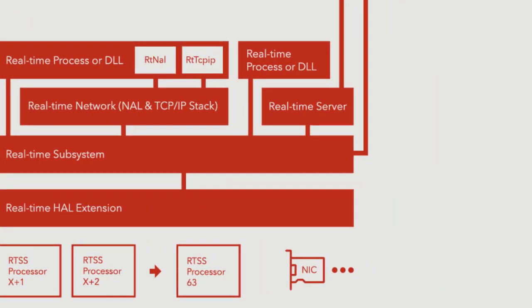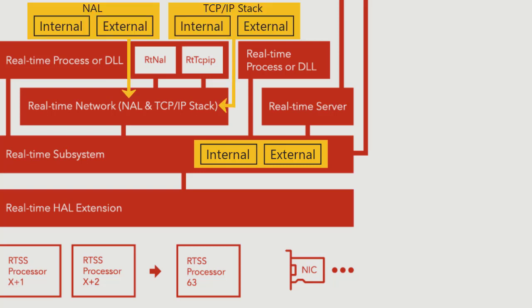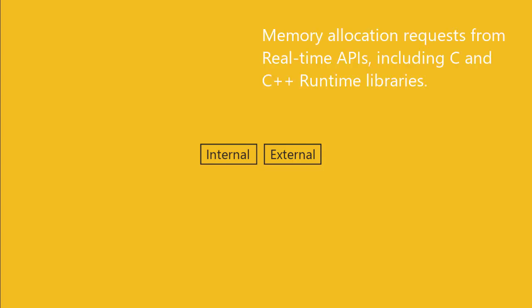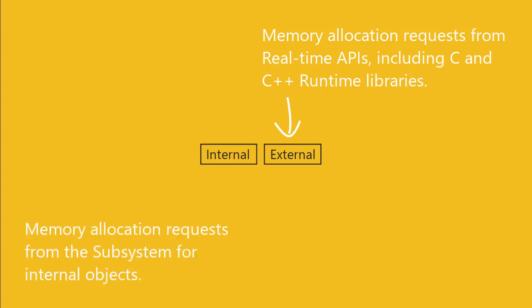The RTX64 subsystem, network abstraction layer, and RTTCP IP stack, along with each RTSS process and Windows proxy process, each has an internal MSpace for internal objects and bookkeeping, and an external MSpace for process-explicit allocations. Memory allocation requests from real-time APIs, including from C runtime libs, are allocated within the external allocation space. Memory requests from the subsystem for internal objects are allocated within the internal allocation space.